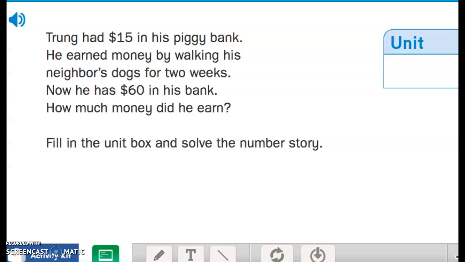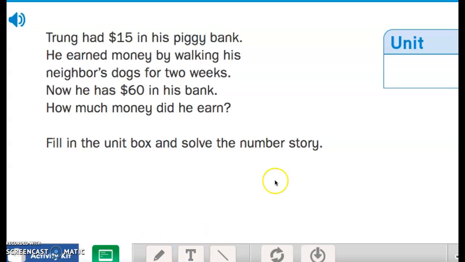Our math message today is about number stories. Trung had $15 in his piggy bank. He earned money by walking his neighbor's dog for 2 weeks. Now he has $60 in his bank. How much money did he earn?